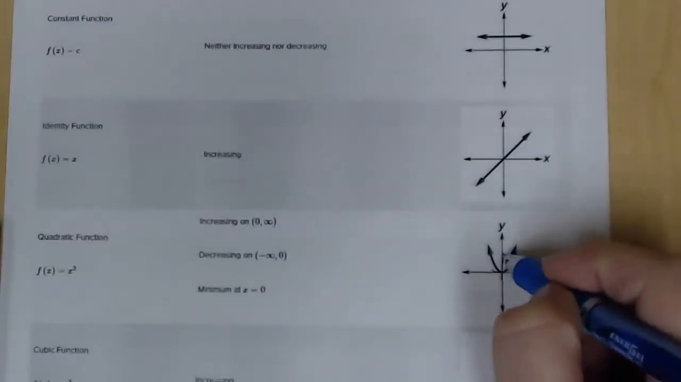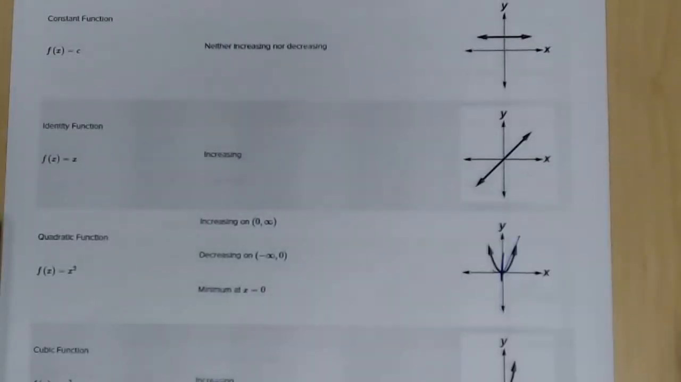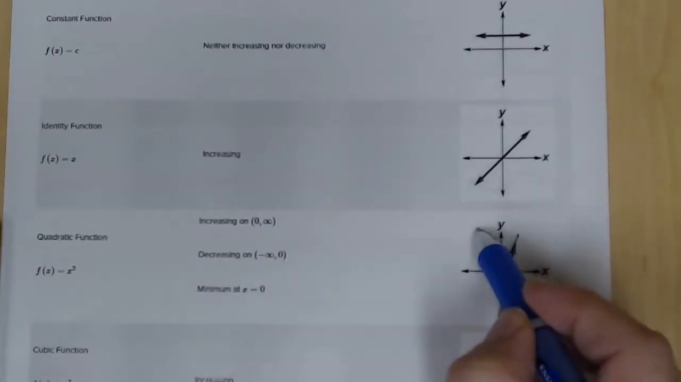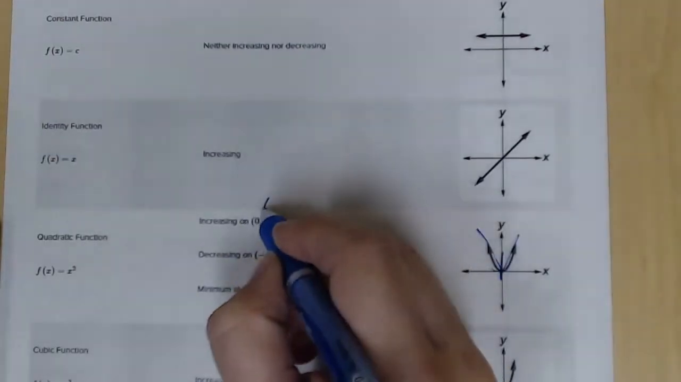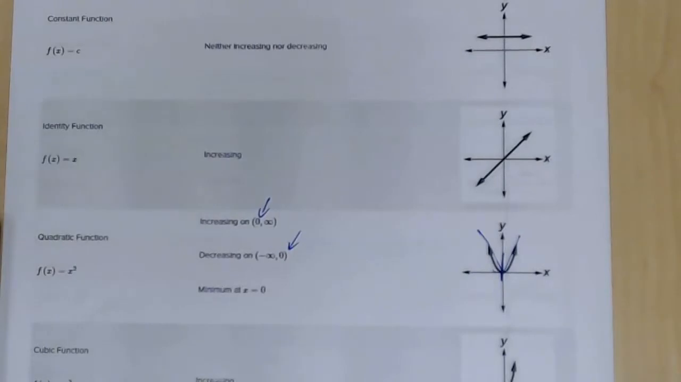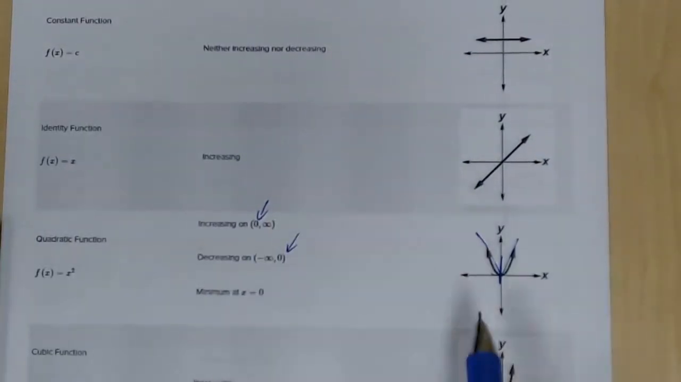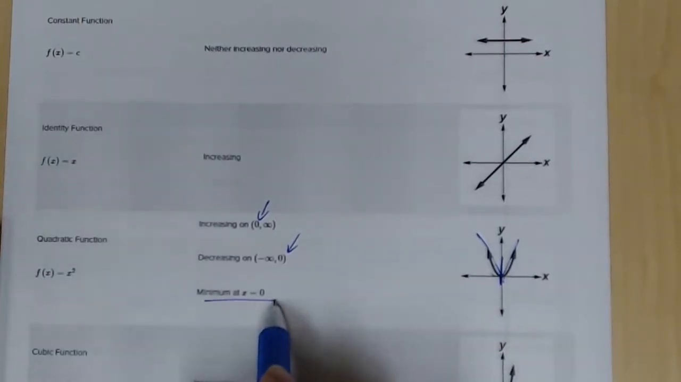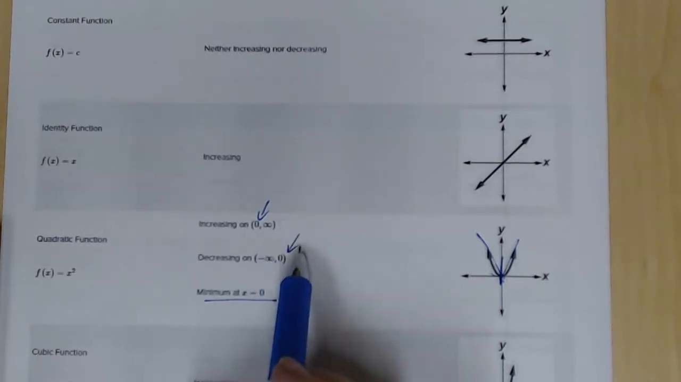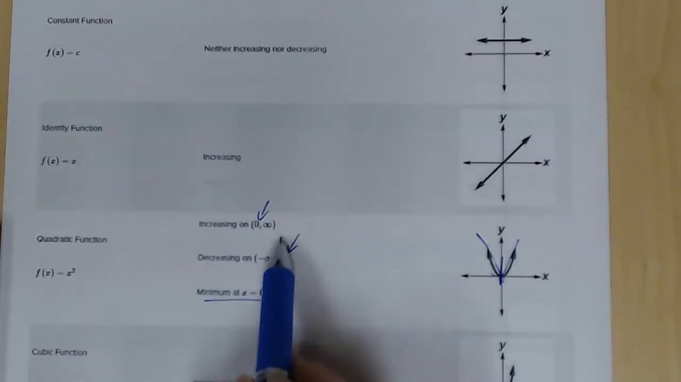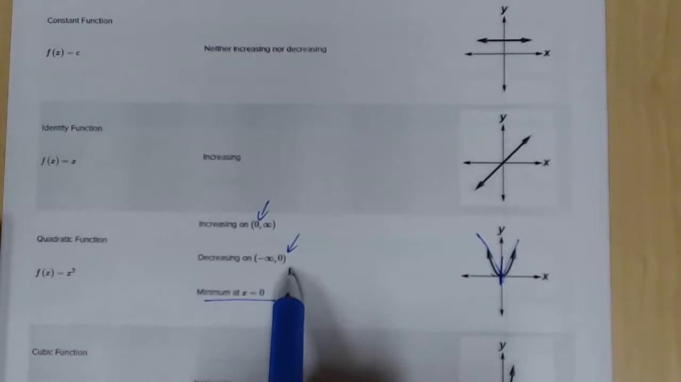It is increasing from 0 to infinity. So from 0 to infinity, it's increasing. And it's decreasing from negative infinity to 0. You'll notice wherever it stops increasing or decreasing, we only put a parenthesis there, because at that point there is a minimum at 0. So in any of these intervals of increasing or decreasing, you're always going to use parentheses. You're never going to use a bracket.